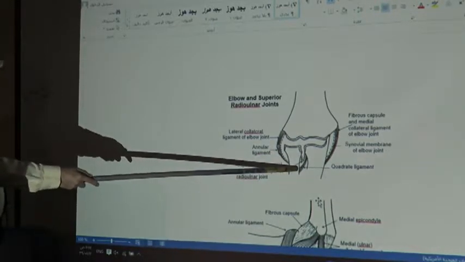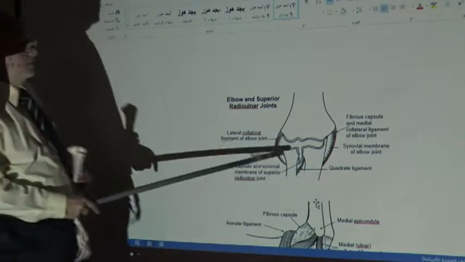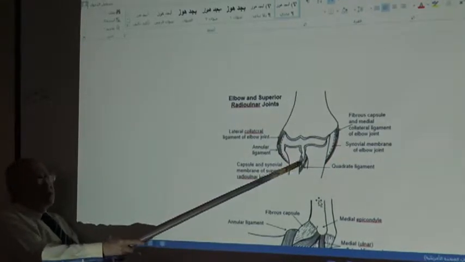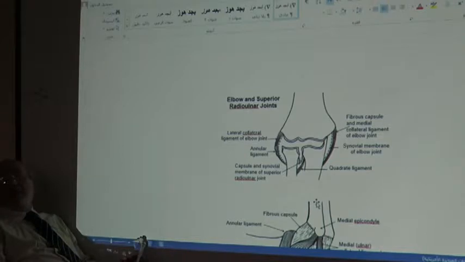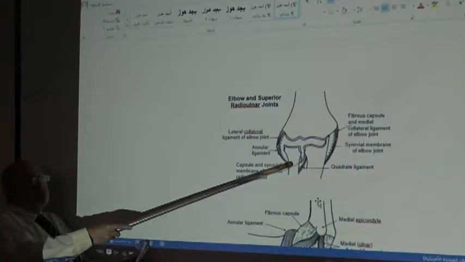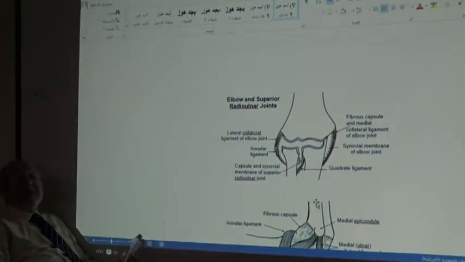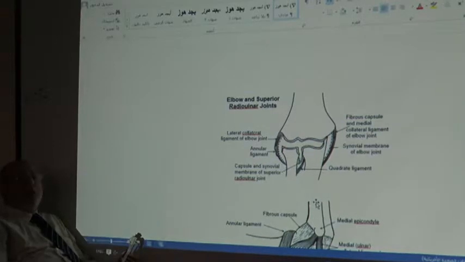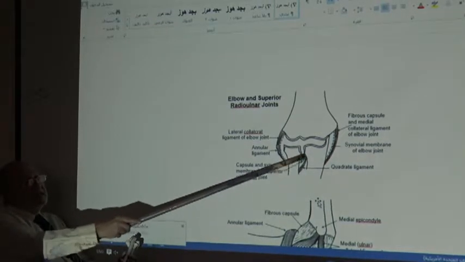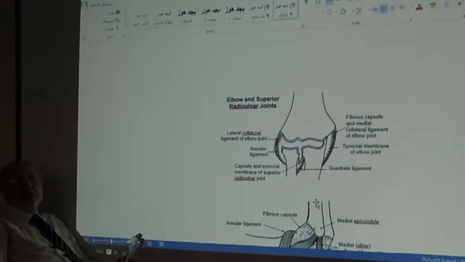This ligament passes between the radius and ulna. From where to where? From the lower margin of the radial notch, passing to the radius at the region of the radial tuberosity. So it closes the superior radioulnar joint from below.